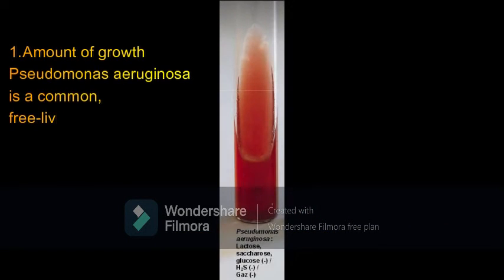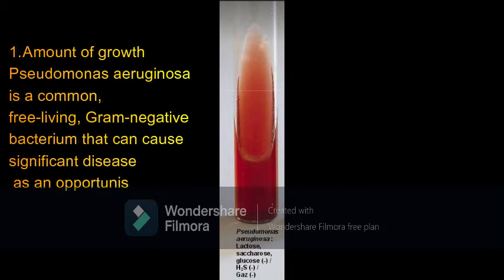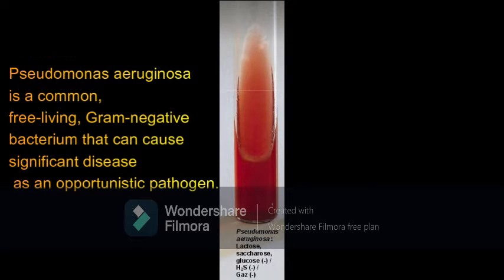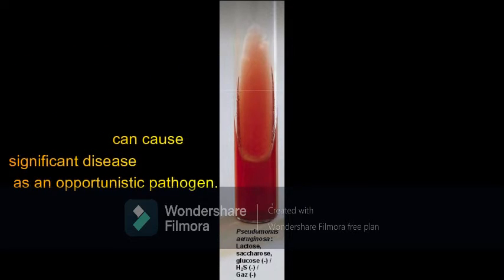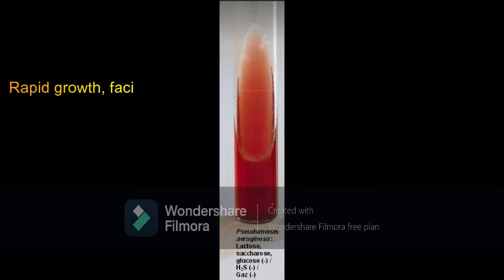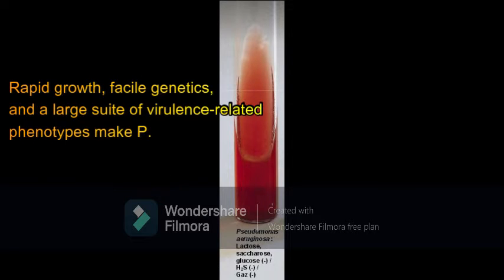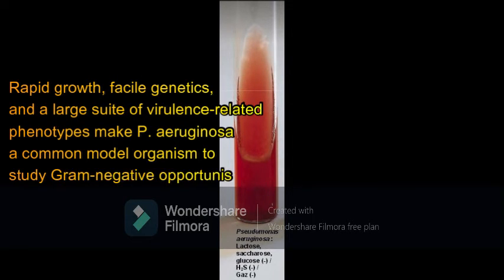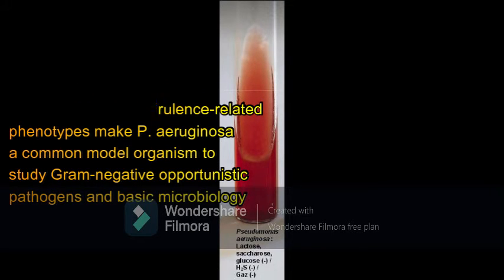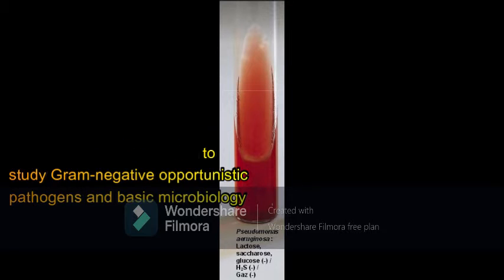To start, for the amount of growth, Pseudomonas aeruginosa is a common, free-living, Gram-negative bacterium that can cause significant disease as an opportunistic pathogen. Rapid growth, facile genetics, and a large suite of virulence-related phenotypes make the P. aeruginosa a common model organism to study Gram-negative opportunistic pathogens in basic microbiology. Hence, it is abundant in terms of the amount of growth.